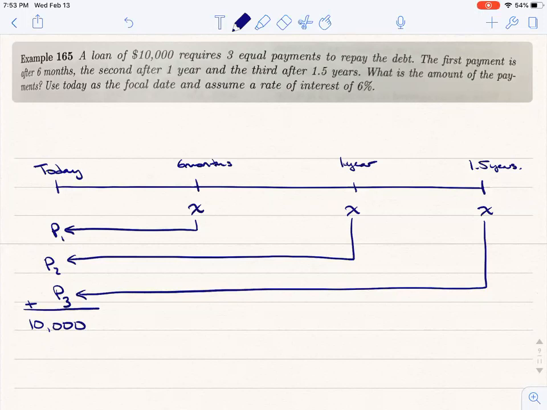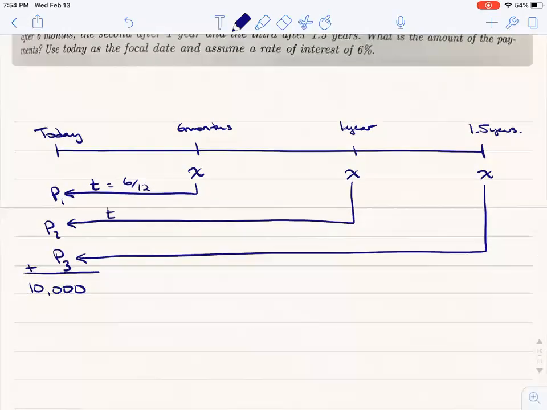So using the X there, we'll be able to ensure that we have these equal payments. And so here we'll have T. The amount of time on this first arrow is 6 months, so 6 out of 12. Second arrow, we've got T is 1, and here we've got T is 1.5. So those aren't bad.